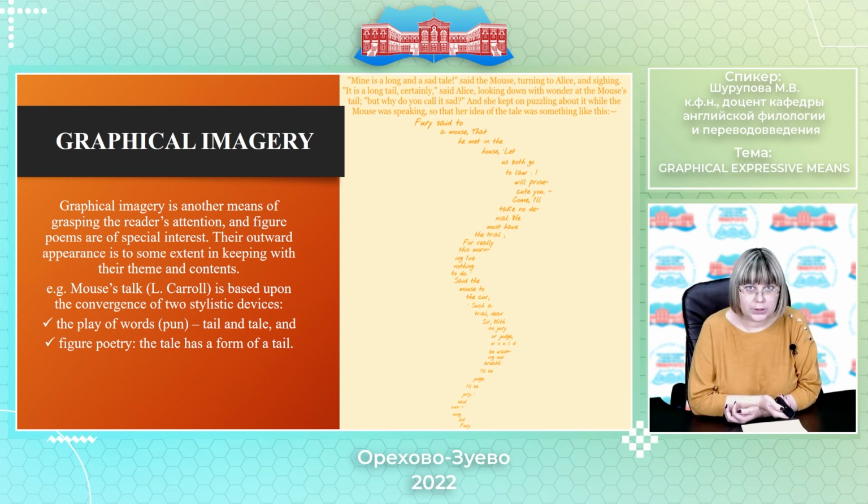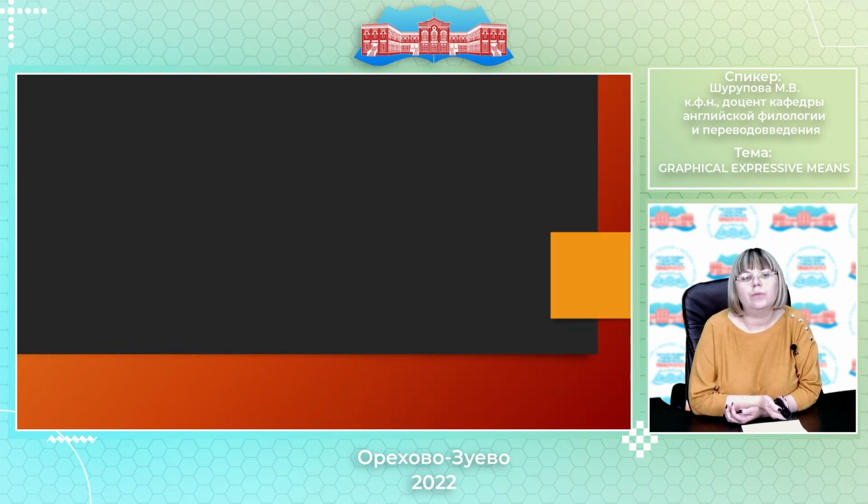That is all for today's lecture. I hope that you liked that, and now you can easily find the graphical expressive means and define them in the text and understand what for the authors used those graphical imagery or graphical expressive means in their works of art. Thank you for your attention.